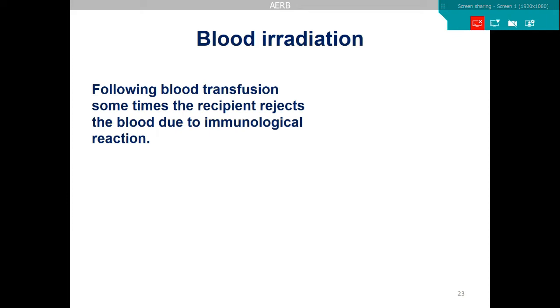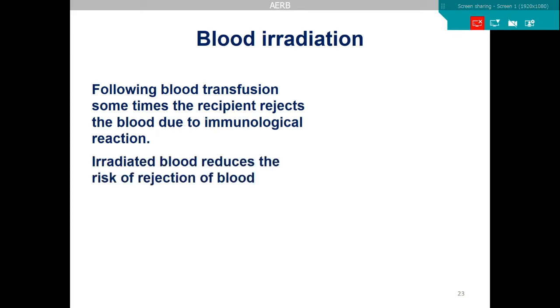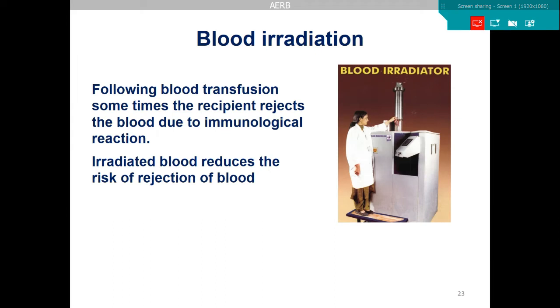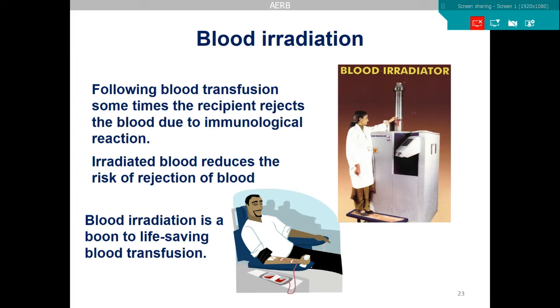Now, this rejection takes place because of some immunological reaction on the part of the patient. This immunological reaction can be inhibited by exposing blood to radiation. By giving blood samples a specified amount of radiation dose, you can make sure that this rejection of blood will not take place, thereby making blood irradiation a boon to life-saving blood transfusion operations.